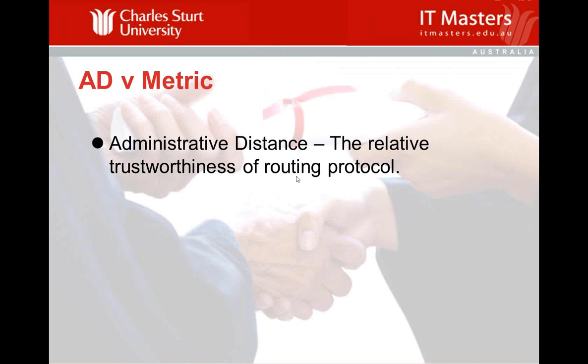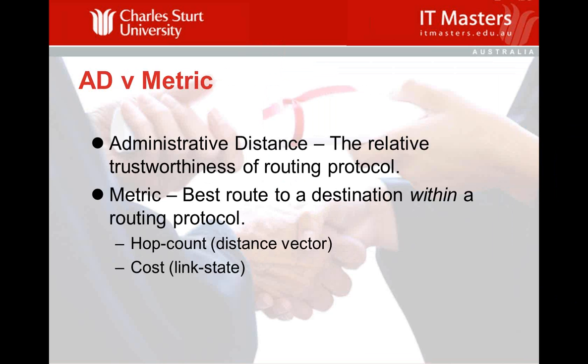Okay, so let's have a look at administrative distance versus metric. Okay, so as I said, the admin distance is the relative trustworthiness of a routing protocol. Okay, so how much do I trust that the information that this routing protocol is putting into the routing table is actually accurate? That's what it's basically saying. The metric, on the other hand, is the best route to a destination within a routing protocol. So, for instance, if you're running a dynamic routing protocol, OSPF, whatever, they will get updates from multiple different neighbours, as we'll see in a minute. They could have multiple routes to a particular network. Okay?